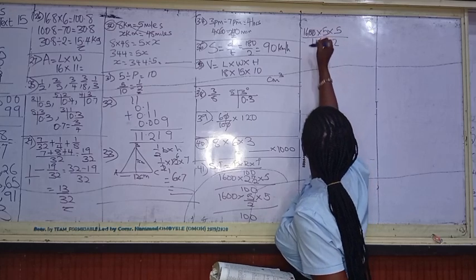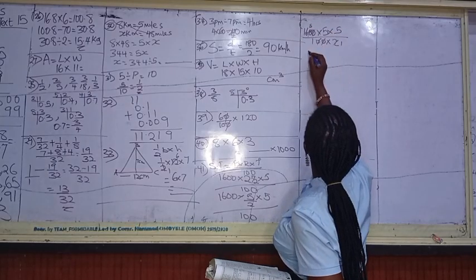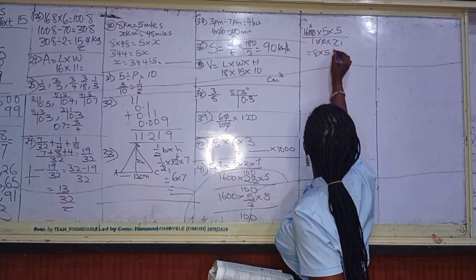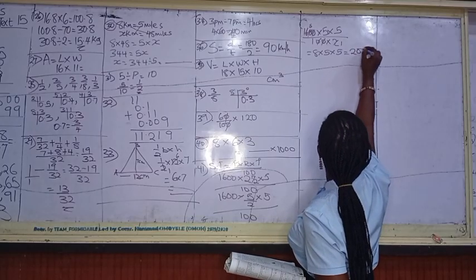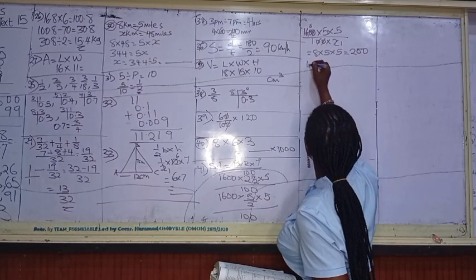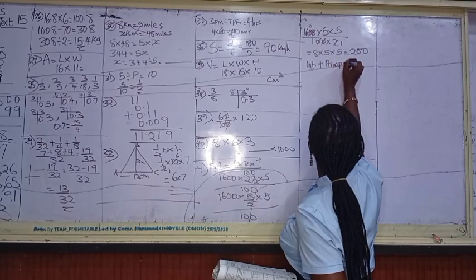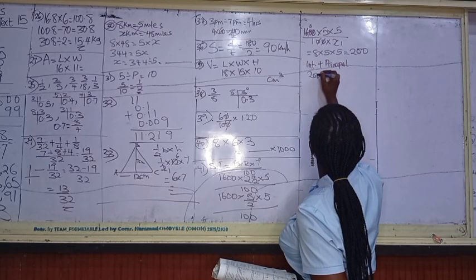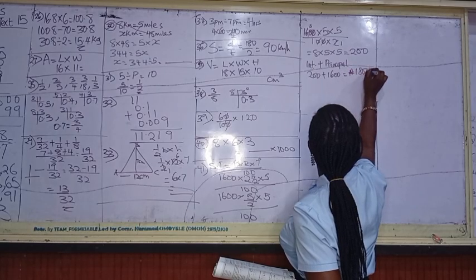This can take care of this. 2 here 1, 2 here 8. So we have 8 times 5 times 5. 8 times 5, that is 40. 40 times 5, that is 200. So it will be the interest plus the principal, which is going to be 200 plus 1600, which is equal to 1800.